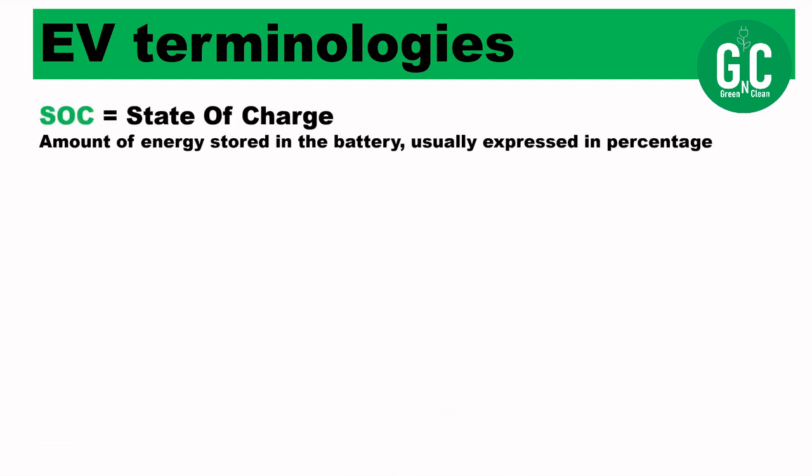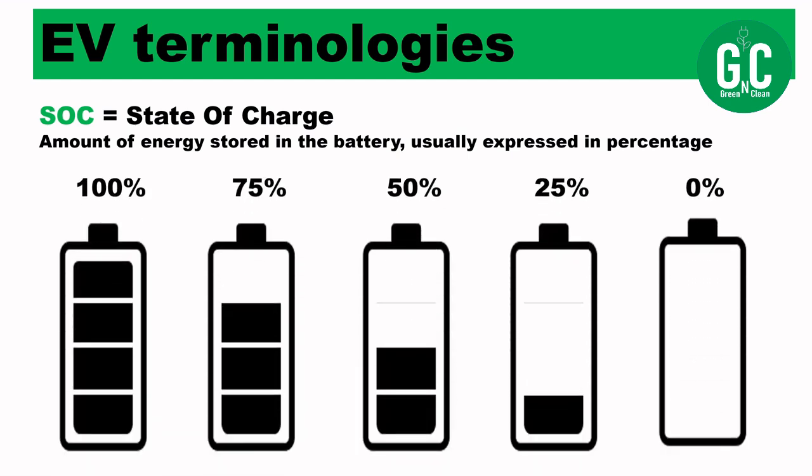Next, let's take some more terminologies which are related to the battery. SOC is state of charge. So this is simply the amount of energy stored in the battery, which is usually expressed as a percentage. It's very simple. So if you have a battery which is 100% SOC, that means it has 100% charge. So likewise, 75, 50, 25, you can see in the picture what is meant by SOC.